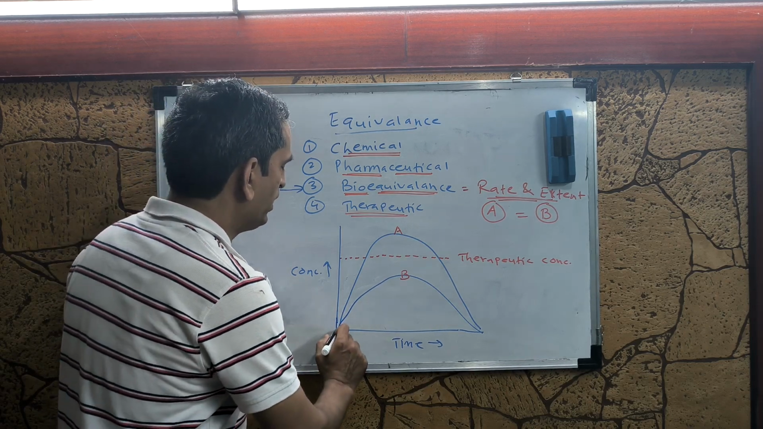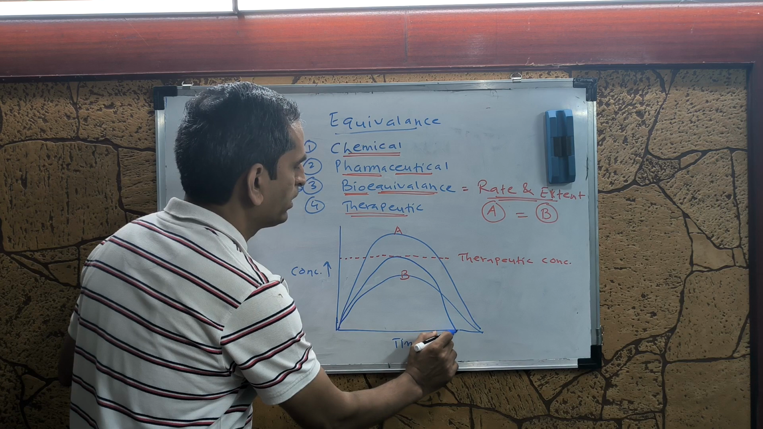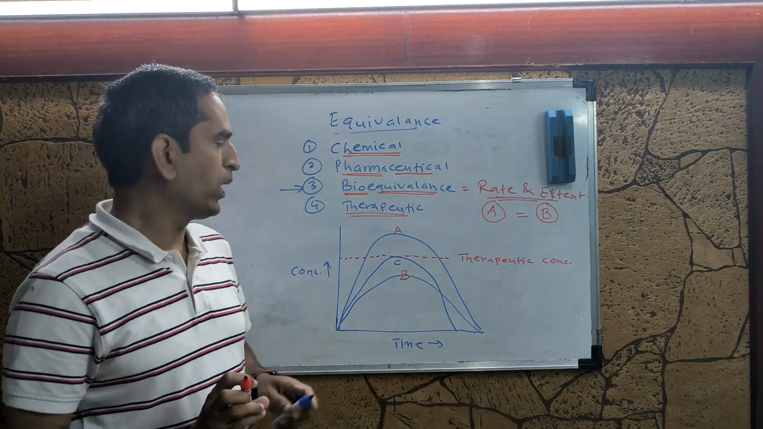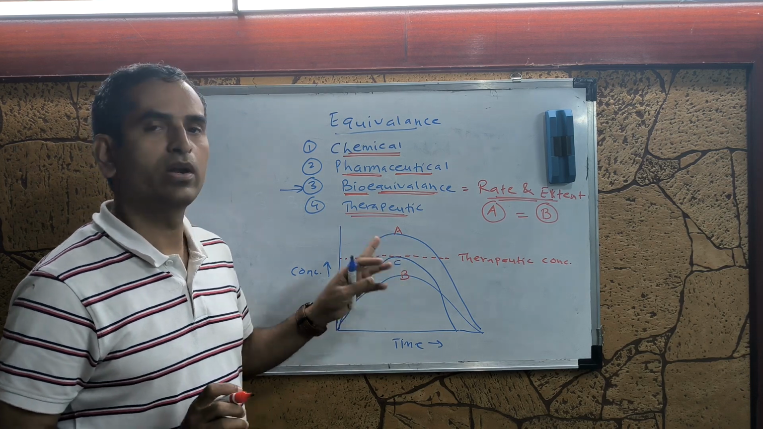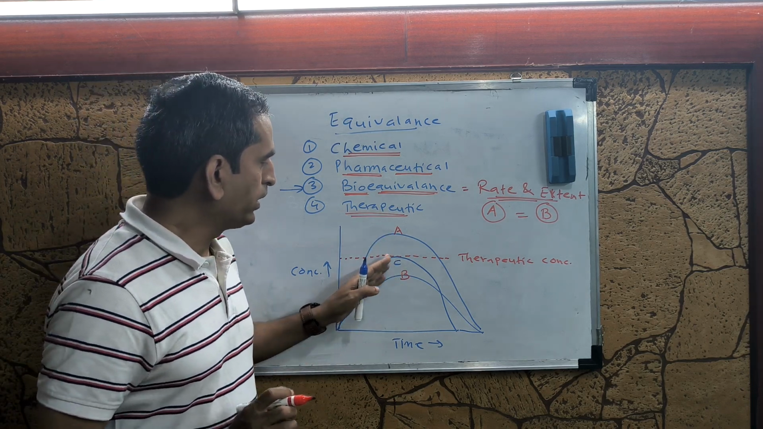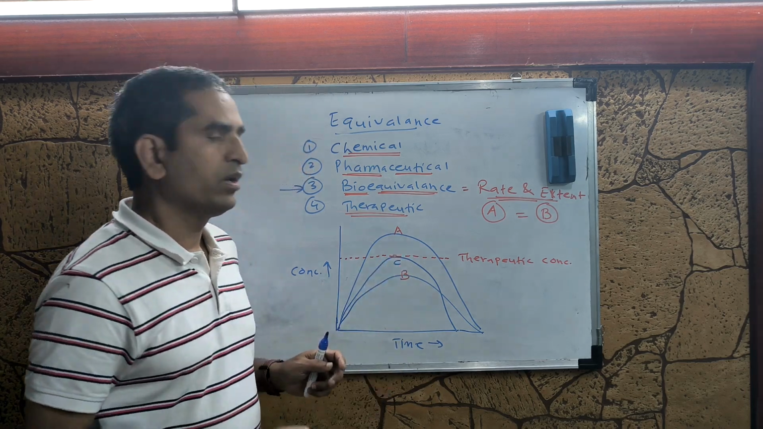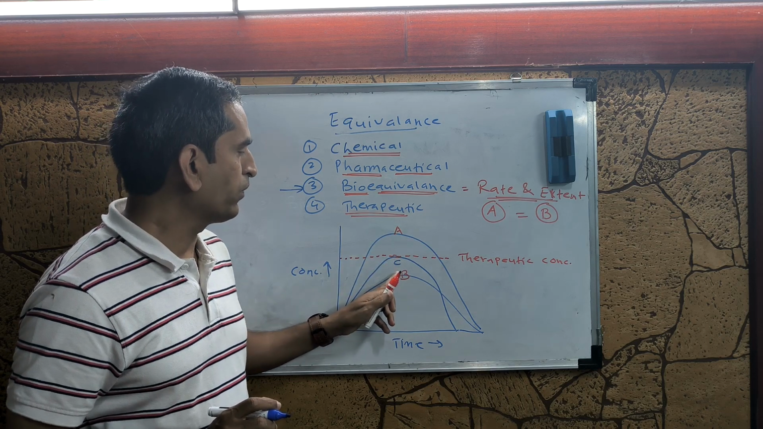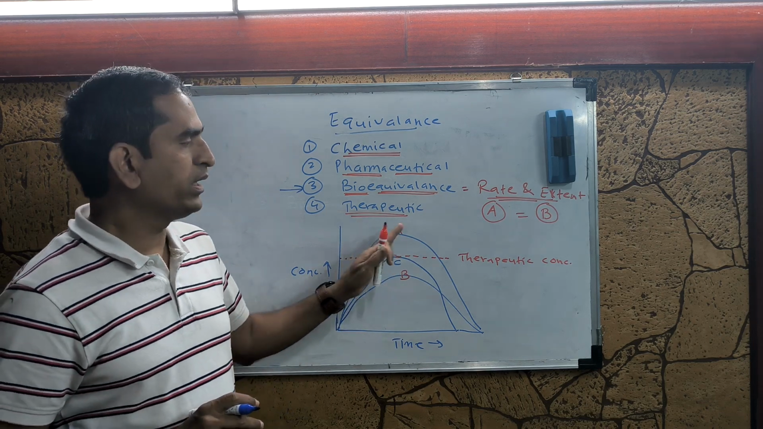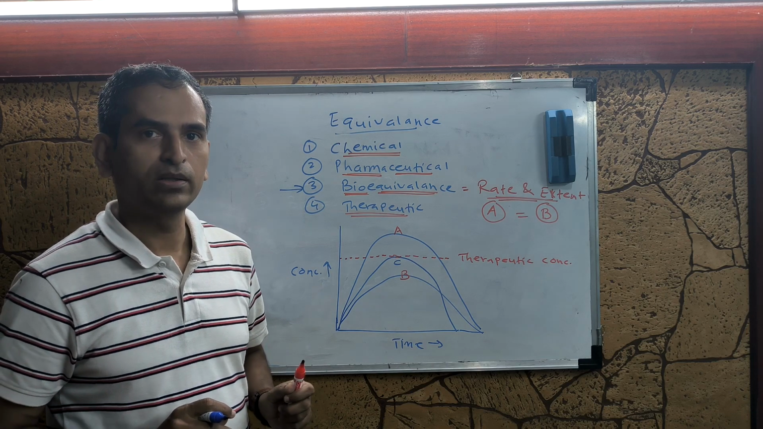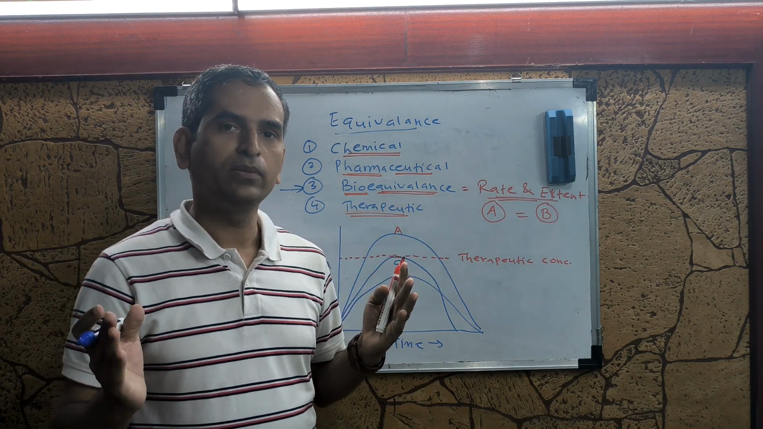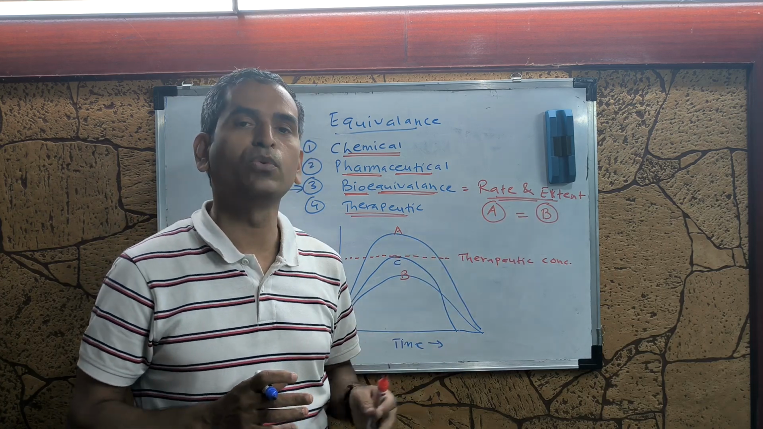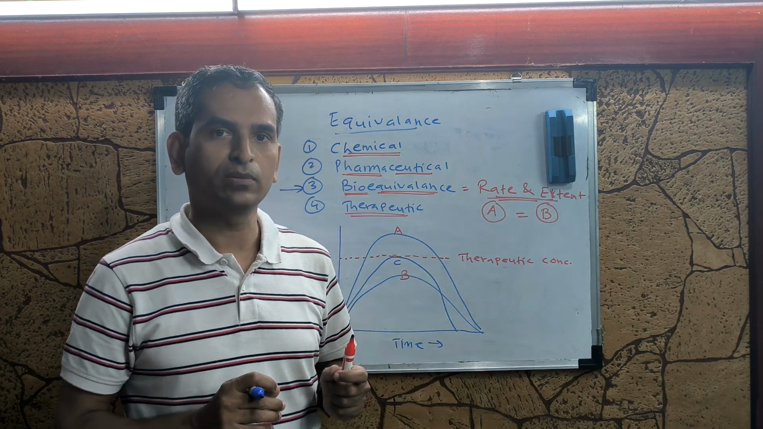There could be drug C which behaves like this. So drug C also is not bioequivalent to drug A or drug B, although drug C has reached the therapeutic concentration here, but the bioavailability of C may not be equivalent to that of A and that of B. So this is the concept of bioequivalence. To say two drugs are bioequivalent, the bioavailability of both medications, that is the rate and extent of the two medications, should be similar to each other.